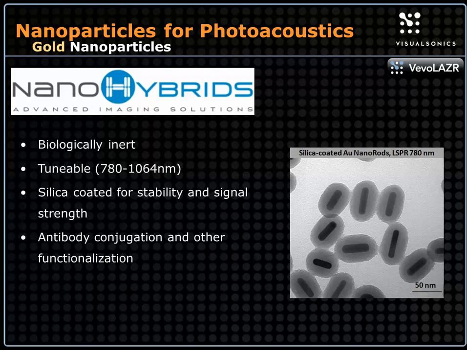Our partners in this are NanoHybrids. This is a company that spun out of a lab at UT Austin that makes their own, in this case, silica-coated gold nanorods. They have the silica coating to make them more stable and to increase the signal strength, and they also functionalize them with antibodies, and they're working on other functionalization as well. So these can also be used for photoacoustic imaging. If you want more information about these particles, go to nanohybrids.net. They've got lots of different information about them there.